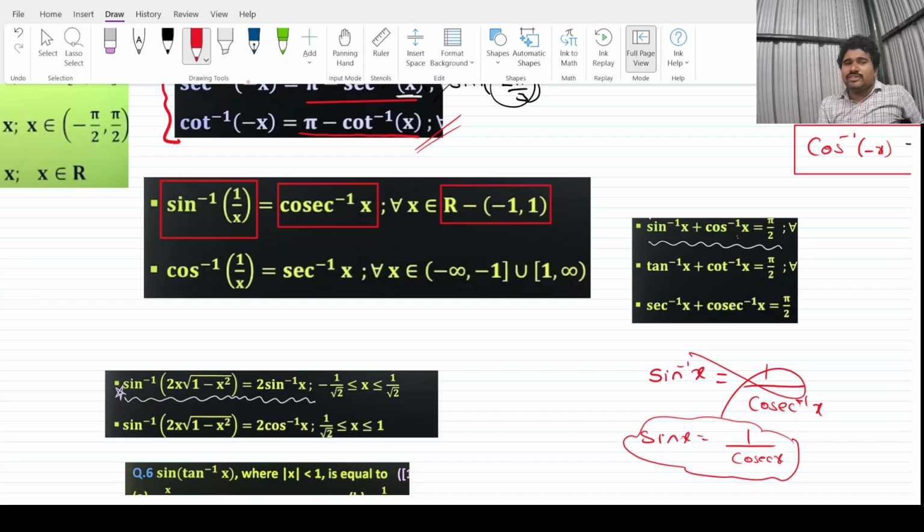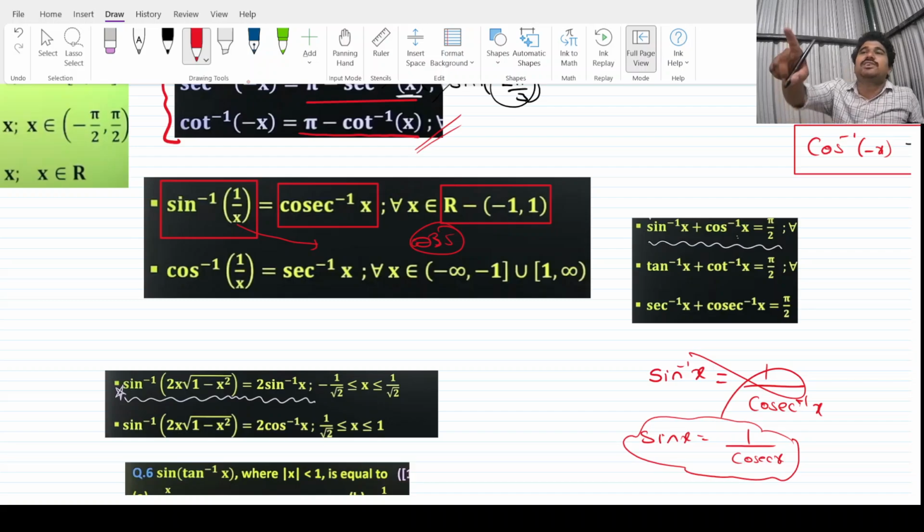Understand? Because any number can be given for x. For example, 35, I gave. When I gave 35, 1 by 35 is less than 1 only, right? It is satisfied inside the sin inverse. Am I correct or not? So keep that in mind. You can choose any number.